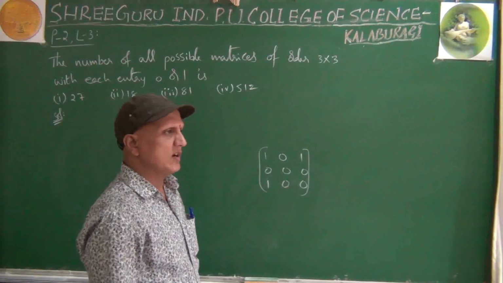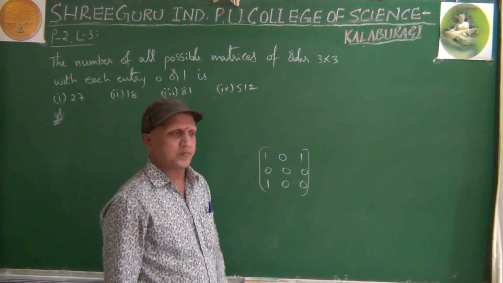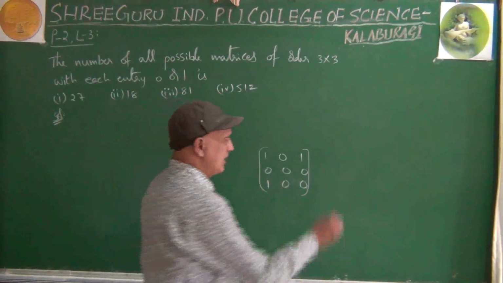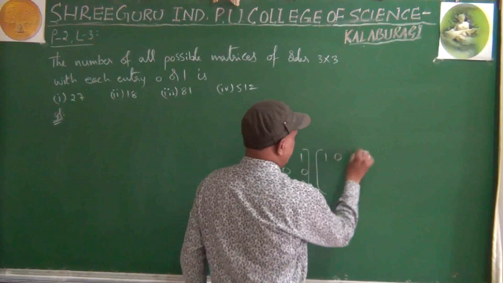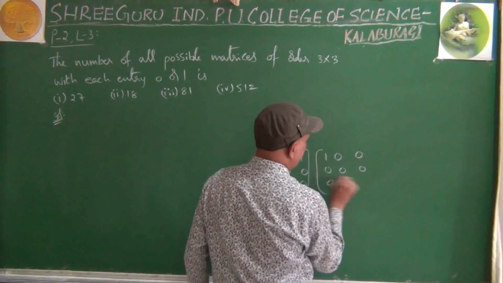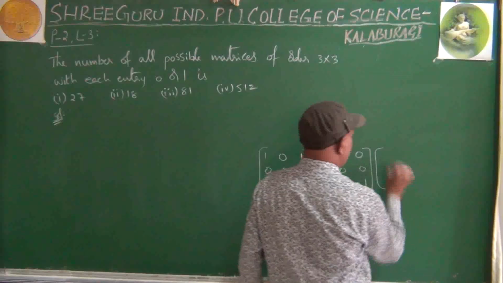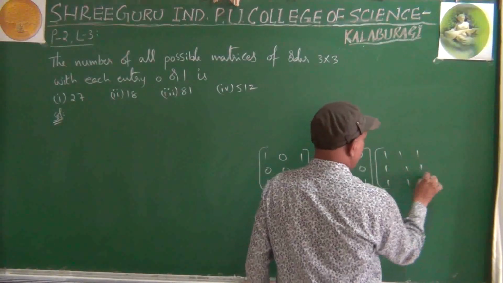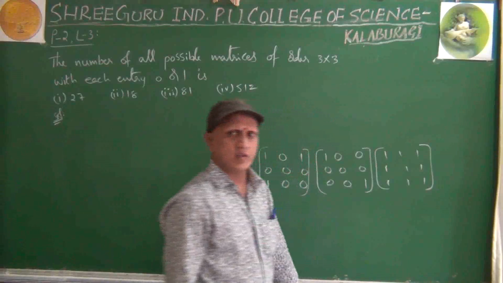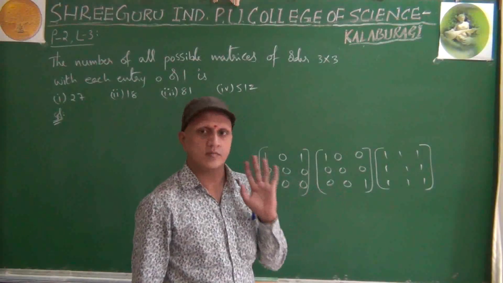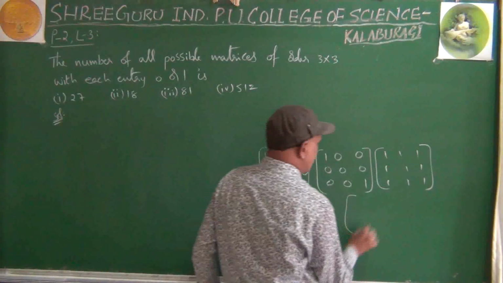I asked roll number 1 to write a 3 by 3 matrix with the elements 0 or 1. He wrote like this. Roll number 2 wrote like this. Roll number 3 wrote like this. 0 or 1. He has taken 1. 0 or 1. Another person.